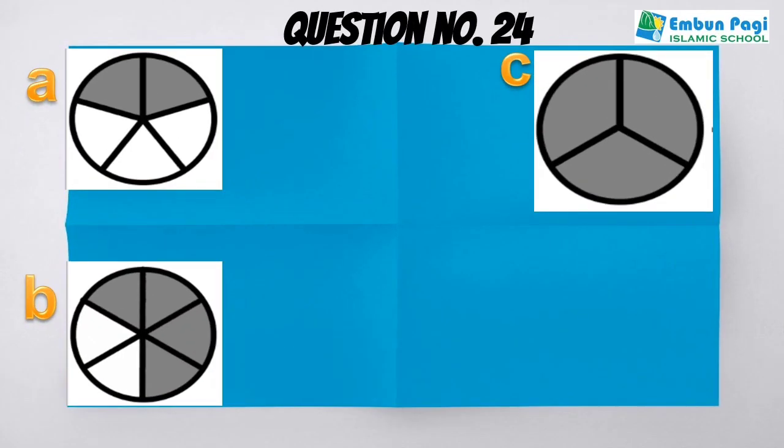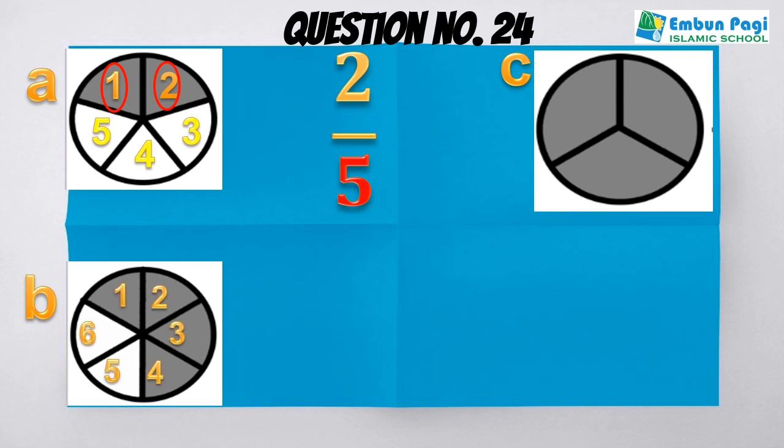Question number 24. Point A. We have 5 equal parts, and 2 parts are shaded. Write down the equal parts as a denominator and the shaded part as a numerator. So we have 2/5. Point B. We have 6 equal parts and 4 parts are shaded. So we have 4/6. Point C. We have 3 equal parts and 3 parts are shaded. So we have 3/3.